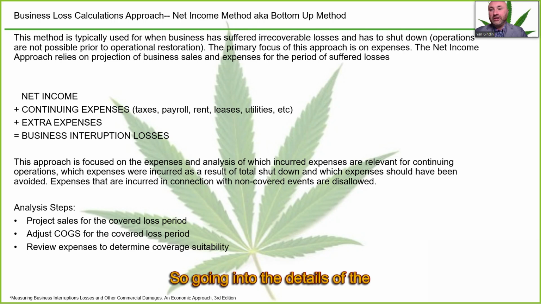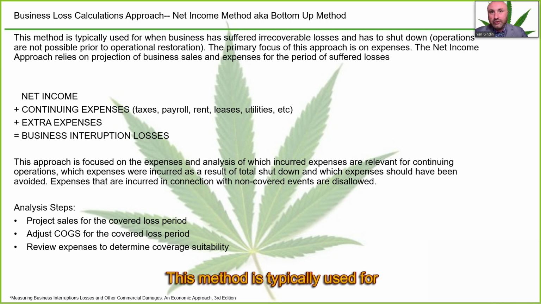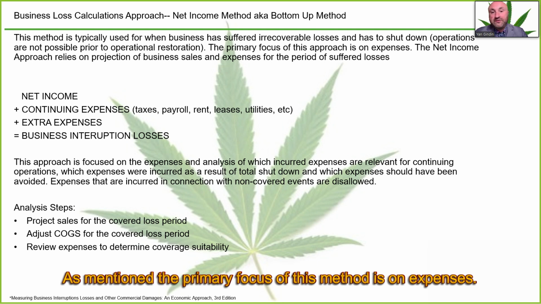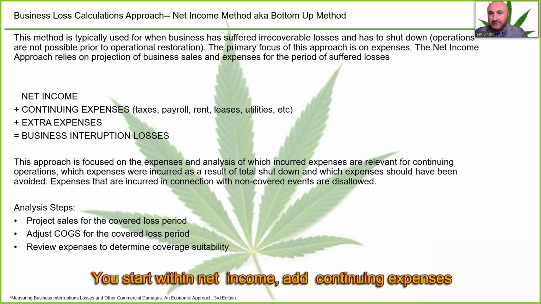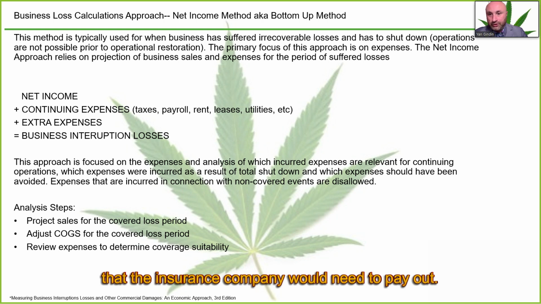Now, going into the details of the net income method, also known as the bottom up, because we're starting from the bottom. This method is typically used for enterprises that have suffered irrecoverable losses and have to shut down, or that cannot resume operation in the old facility and have to relocate. As mentioned, the primary focus of this method is on expenses. The broad structure is that you start with the net income. You would add your continuing expenses, you would add your extra expenses, and that would total up to the business interruption loss that the insurance company would need to pay out. You've identified your lost revenues, your offset by the continuing expenses, your extra expenses that need to be reimbursed, and that adds up to your potential loss.